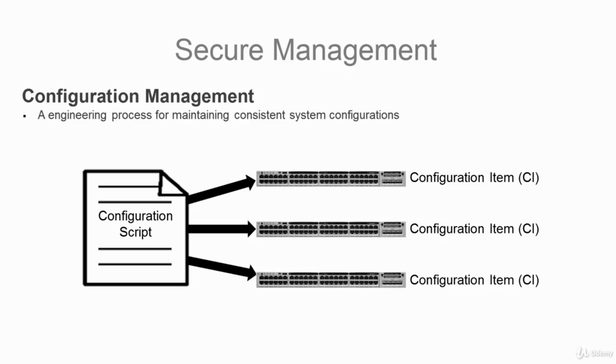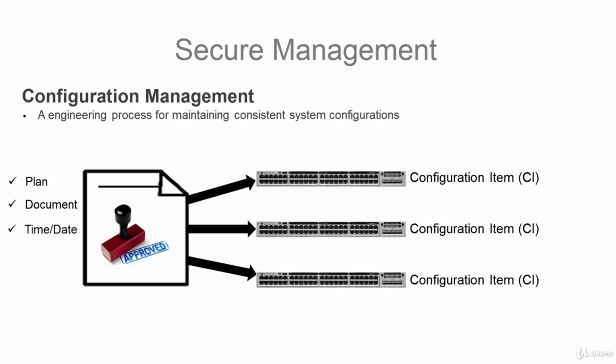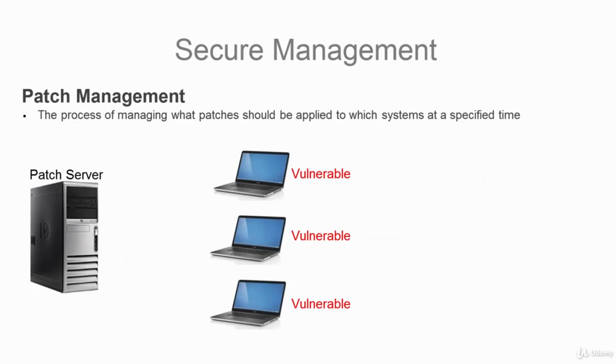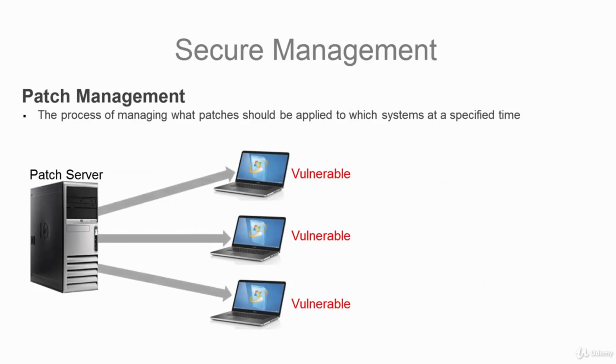Change control processes typically include a planning phase, detailed documentation of what time the change will be made, and an approval process. Patch management systems push out software patch updates to endpoints to fix software vulnerabilities and bugs. If a new threat is introduced that can affect PCs, then the patch management system can update endpoints to make sure that they are updated for risk reduction.